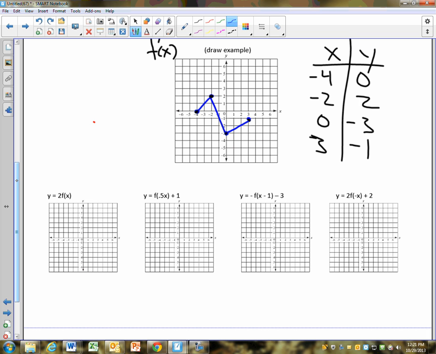So I just picked this. I made this up. So on the test, I'll give you 4 points, or 5, or 3, or something like that. And this is our function, f of x. It does pass the vertical line test. It is a function. And we have certain xy values: (-4, 0), (-2, 2), (0, -3), and (3, -1).